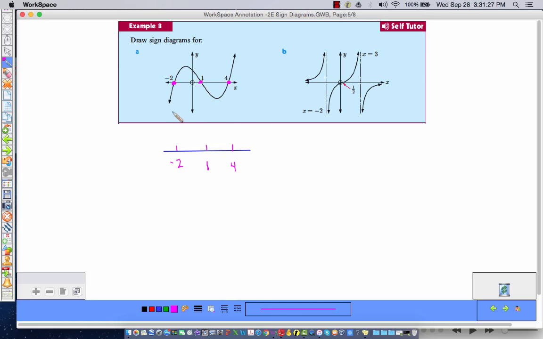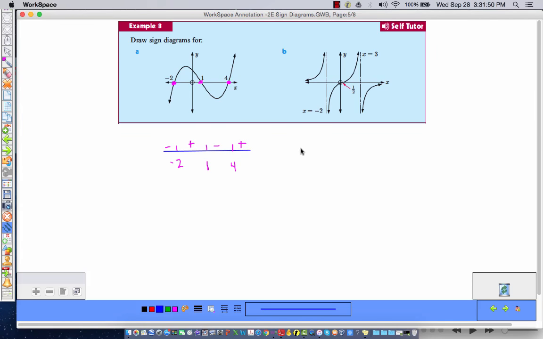Okay, so to the left of -2, all of the values are below the x-axis, making them negative. From -2 to 1, they're all above the x-axis, making all of the values of the function positive. Again, from 1 to 4, below is going to be negative, and then above is positive. And there you have your sign diagram.